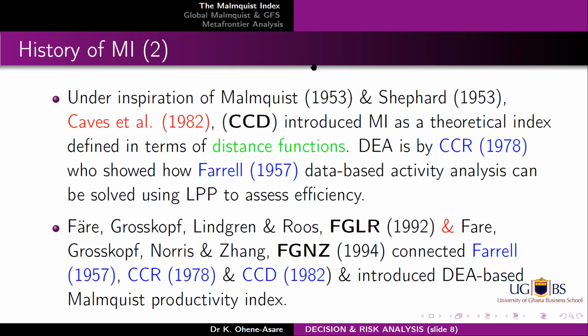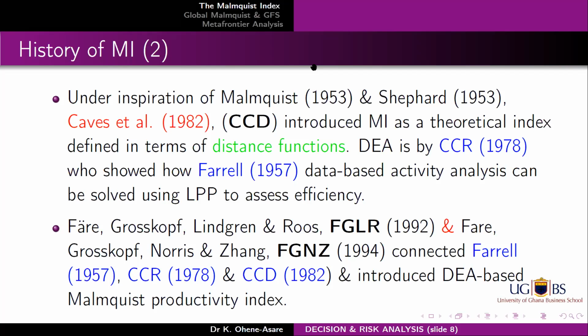Productivity Index. Initially, FGLR, 1992, created the approach. But then Färe, Grosskopf, Norris, and Zhang expanded it and decomposed it even further. They connected the Farrell idea, the CCR idea, and the CCD idea, and they created the Malmquist Productivity Index, or, better put, the Malmquist Productivity Change Index. This is a bit of history.